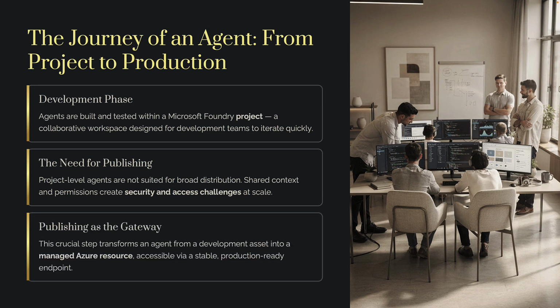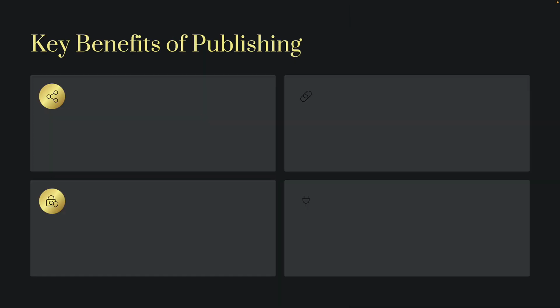It also acts as a gateway. It says this crucial step transforms an agent from a development asset into a managed Azure resource. When you publish your agent, it will become an entity with its own endpoint, accessible via a stable, production-ready endpoint. That is the key. You can also protect your endpoint using gateways such as Azure APIM. Let's quickly take a look at the key benefits of publishing, and then we will look at a demo of how you can publish.